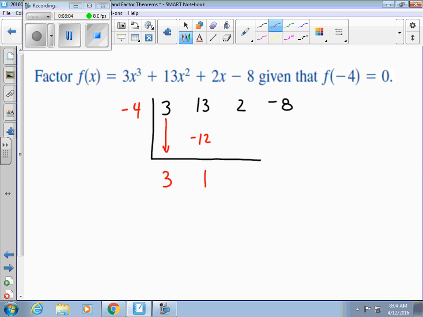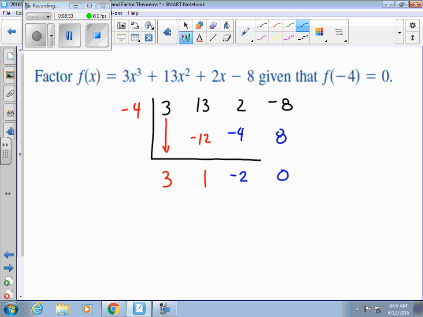Again, one more time, we're going to multiply the last number we got, 1, by that number that's outside, negative 4 again. We're going to get negative 4 here. We combine 2 and negative 4, we'll get negative 2. One more time, we multiply negative 2 times negative 4, and we get positive 8. Remember what I told you a minute ago about typically in that last column, you'll have opposite terms. In this case, it's negative 8 and positive 8 to get 0, where we don't have any remainders.